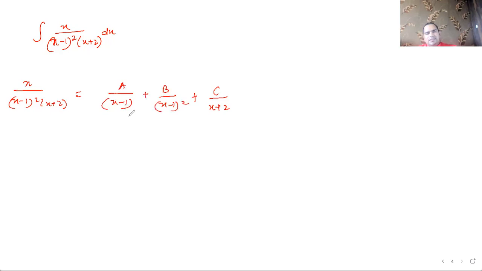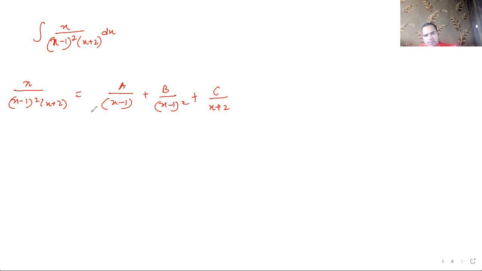So this is the basic backbone structure of the formula. If it is a cube, you would take c over x minus 1 the whole cube, plus d over x plus 2. So just be informed about this kind of question.